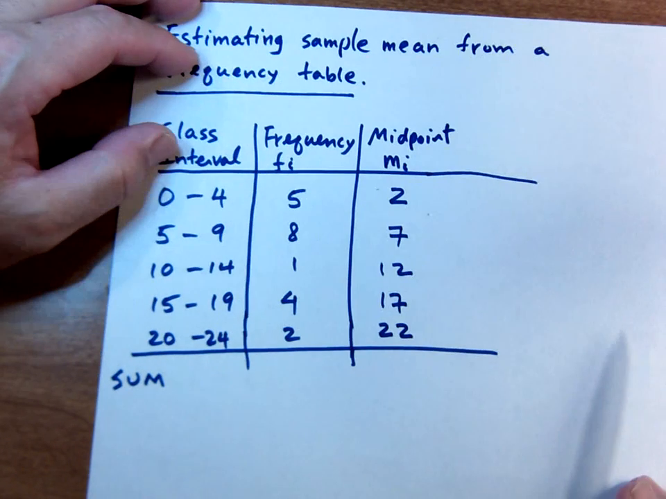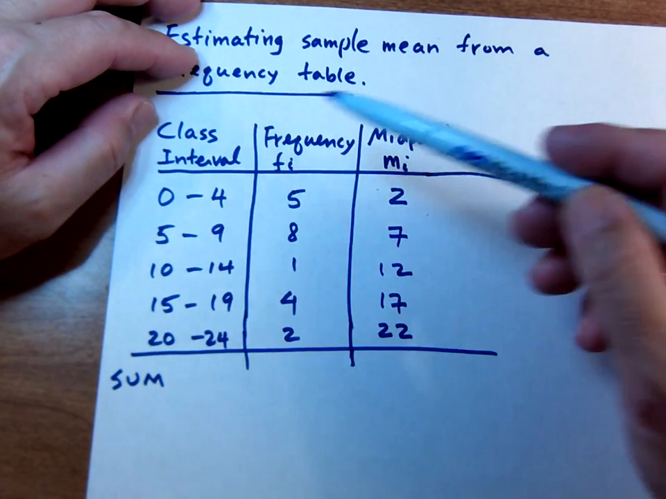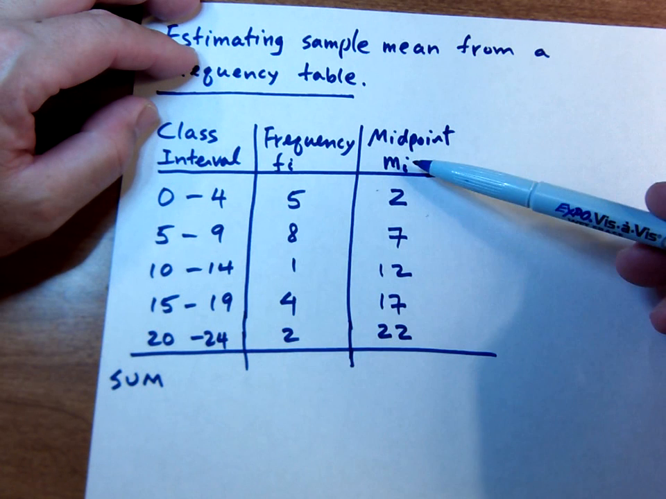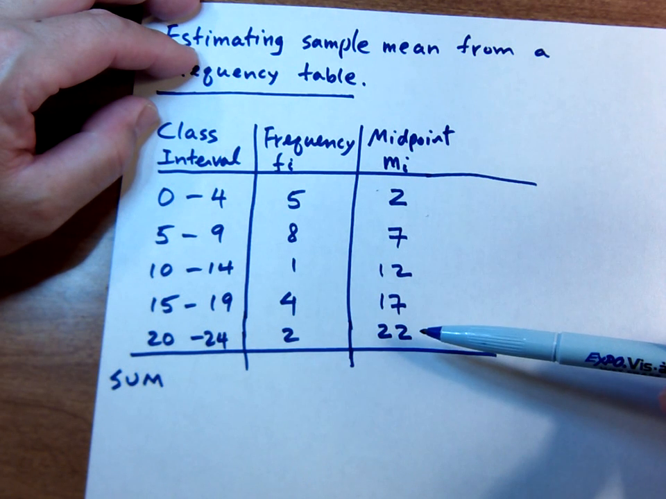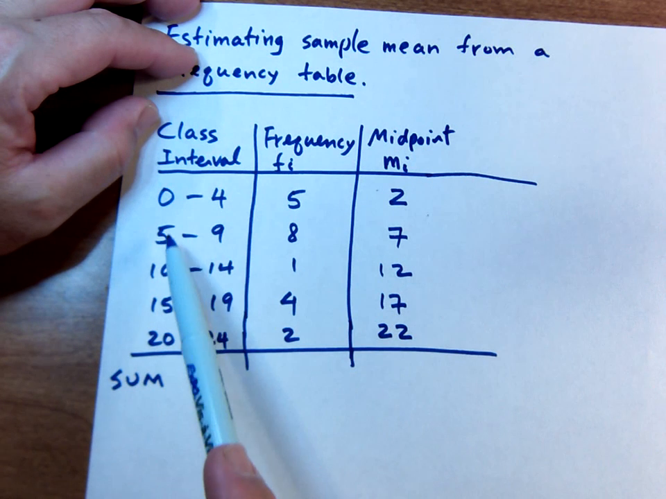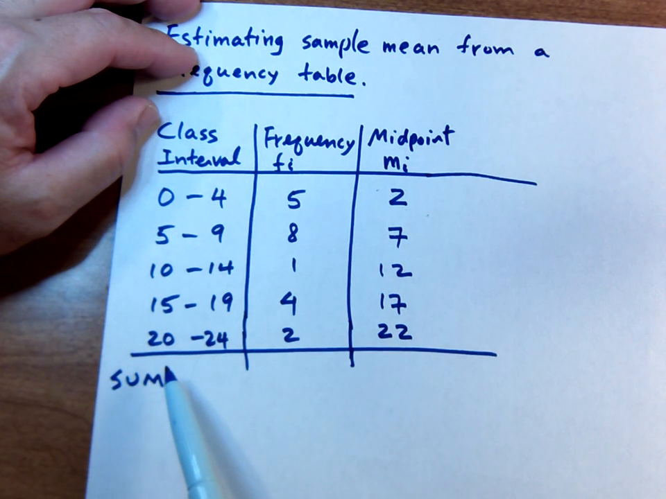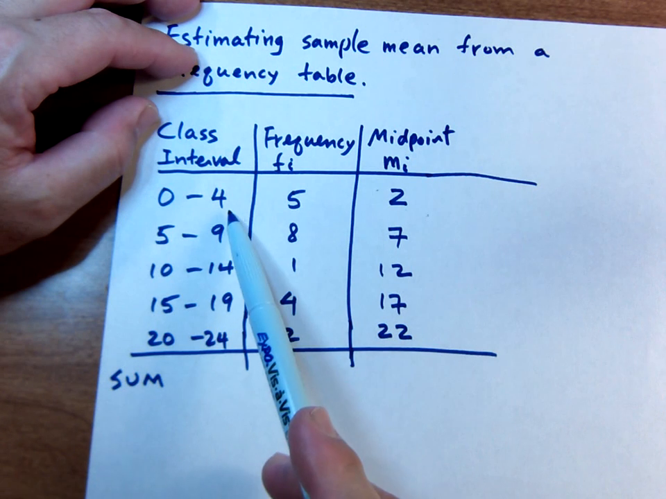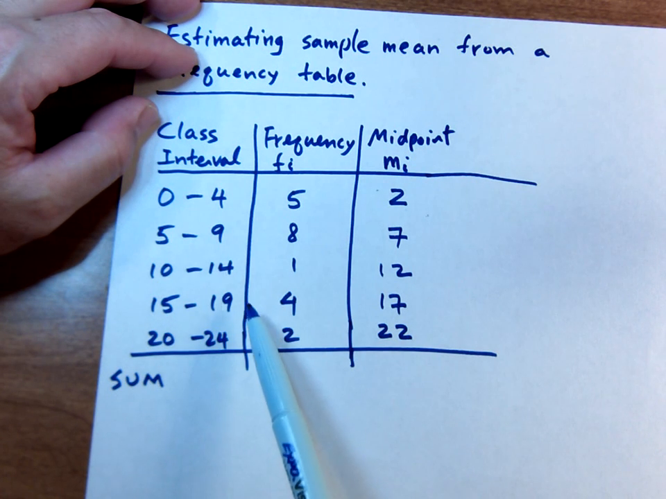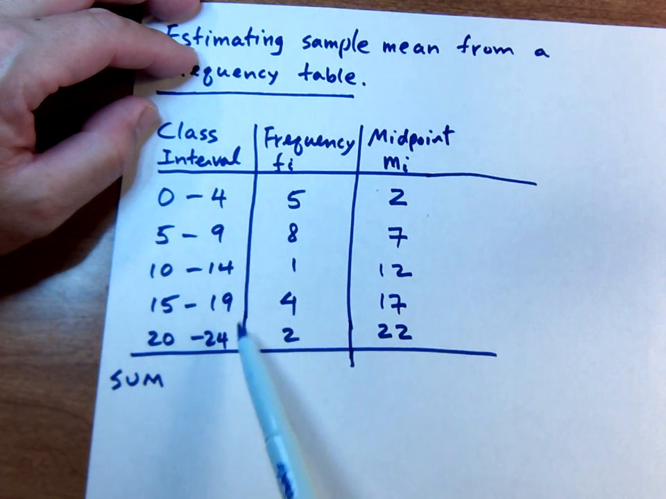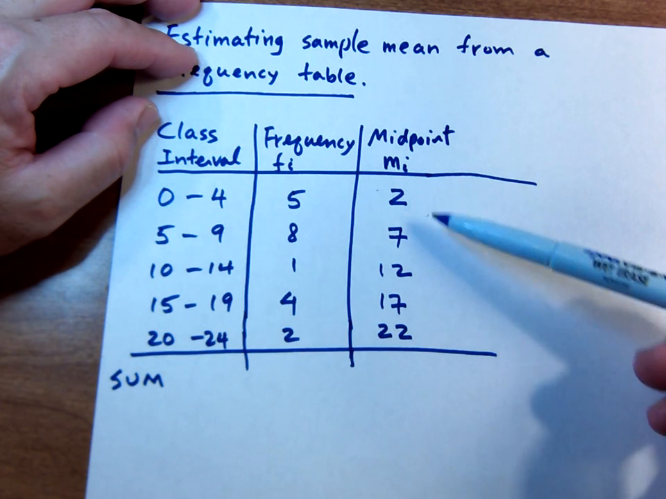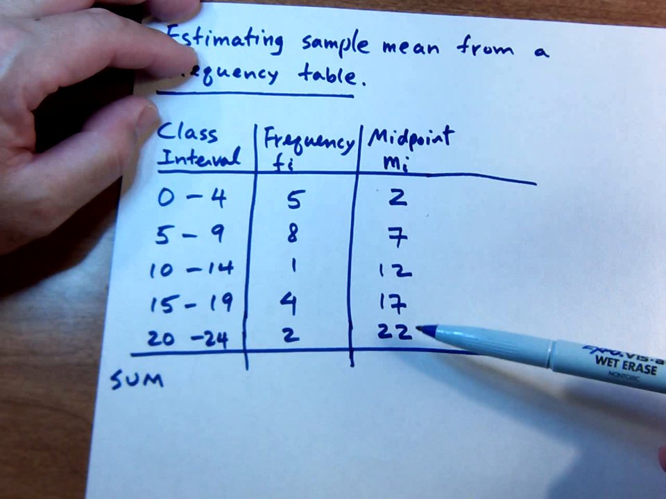Again, if you look at the intervals, the lows and highs, and the midpoint, things have to be consistent. For example, our lows for the class intervals go from 0, 5, 10, 15, 20. The highs are going up 4, 9, 14, 19, 24. As you can see, everything is moving consistently. Same thing for the midpoint: 2, 7, 12, 17, 22.